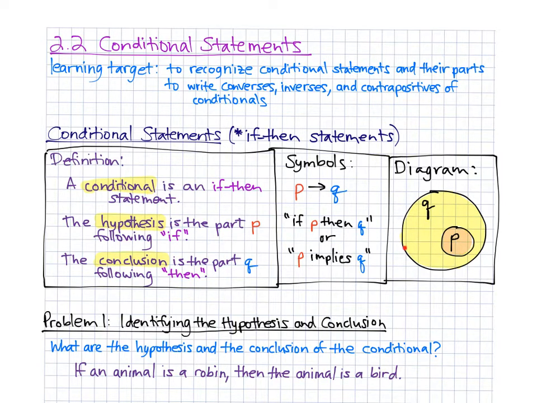And then here's a Venn diagram of this, right? This just means P is part of Q, right? So if you know that P is true, it's already inside of Q, so Q has to be true too. Okay, let's see how this works.